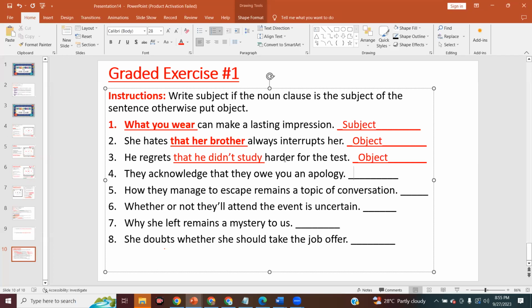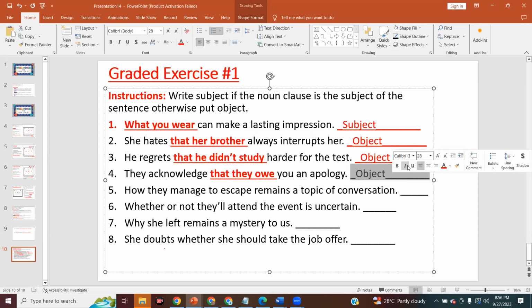Good night. Number 4, they acknowledge that they owe you an apology. What is that? Object. Object. Very good. What's the verb? Acknowledge. Yeah, acknowledge. So there's going to be an object. All right. So how many persons got 4 straight? Me. Okay. All right. I hope you all get the next 4 right. Then that means you get all right.